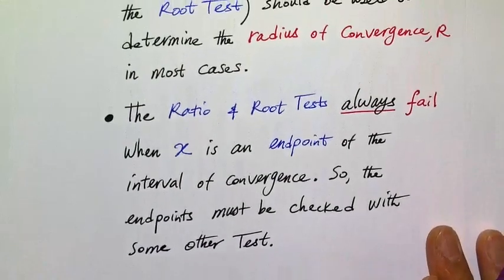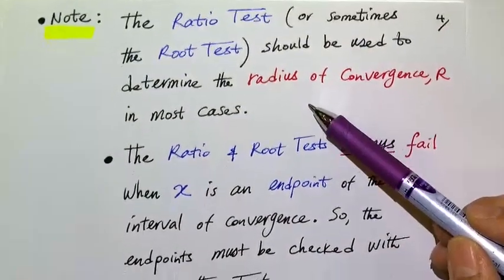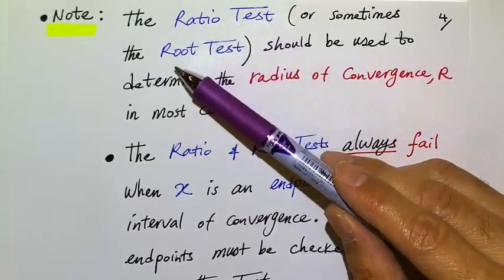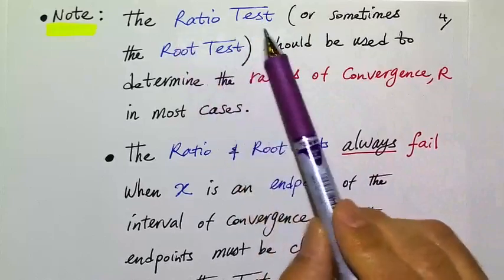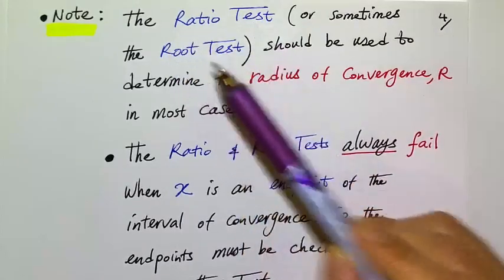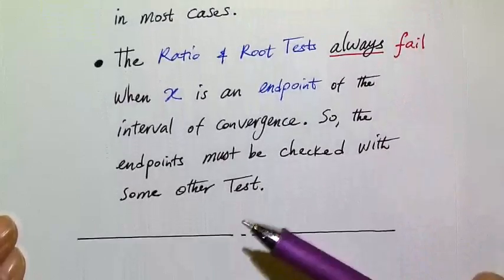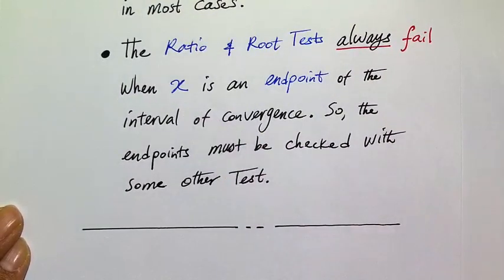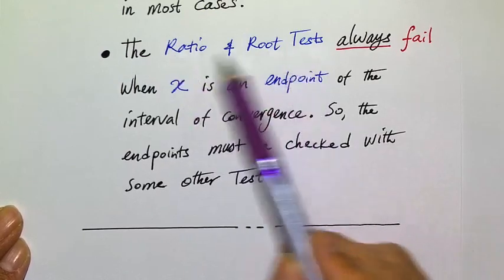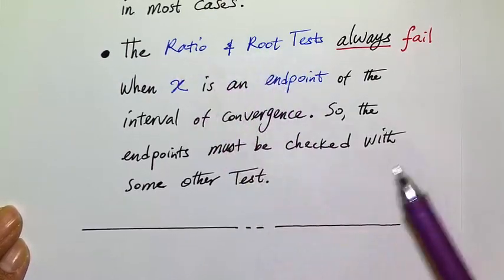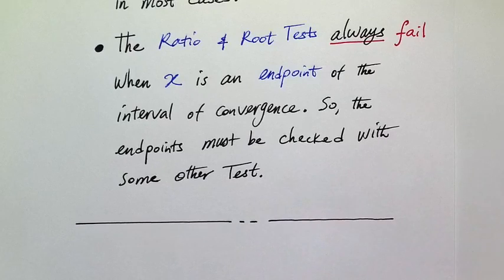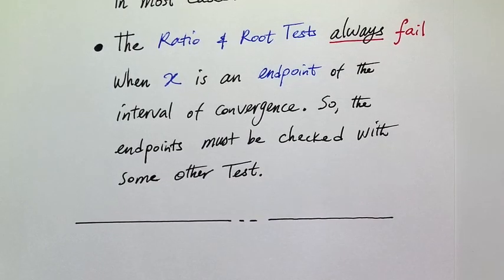Okay, so to determine the radius of convergence, we can use the ratio test or the root test. 90% of the time the ratio test, and the other 10% the root test. But at the endpoints of the interval of convergence that we just discussed, both of those tests fail, so we have to use another one of the convergence tests that we've used so far. We've discussed several of them. We have to use the other ones.